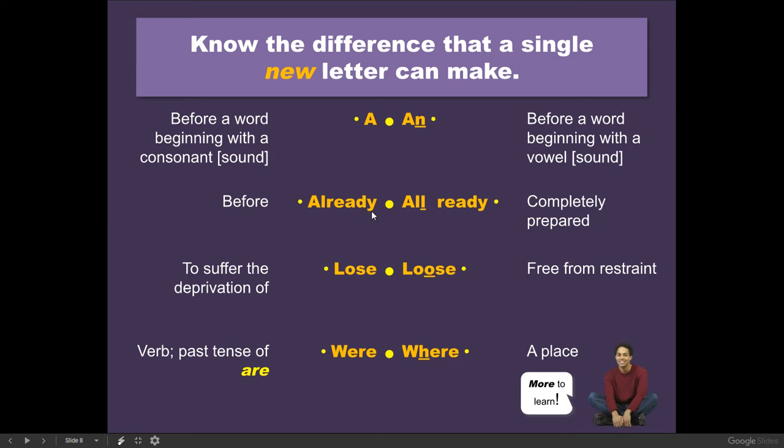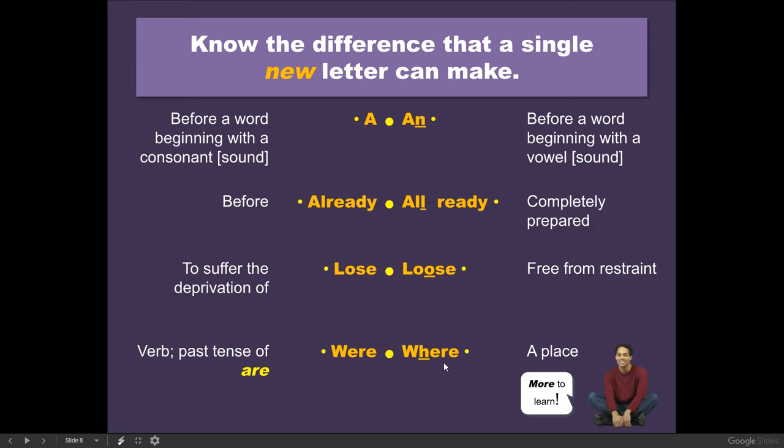So already means before. It already happened. But if you are ready to go, you're prepared, then we are all ready to go. See the difference? So this is lose, the past tense. Did you lose your keys? This is loose. My shoelaces are loose. So two O's means that it is free from restraint, and this means that you lost the game.